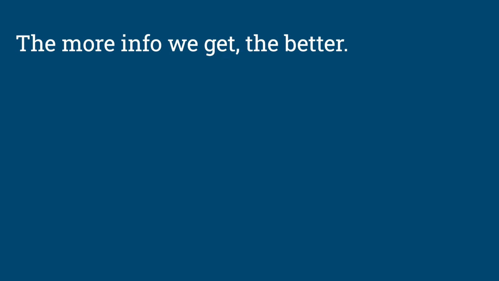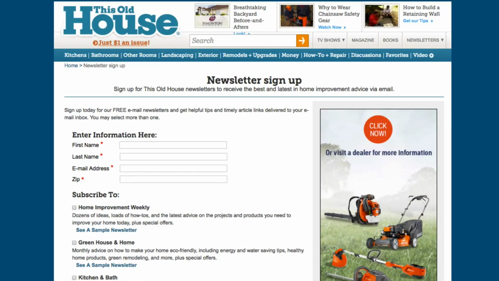So I showed you in another video that IKEA example, but this is just another one that's really similar. This is This Old House. It's a magazine and website for people that restore older houses. And in this case, This Old House is using newsletters to obtain information about who's coming to their site and to figure out what their site visitors are interested in. So they're asking name and email address, but check this out. They're also asking for a zip code.